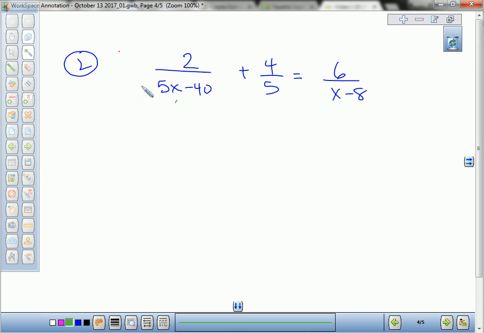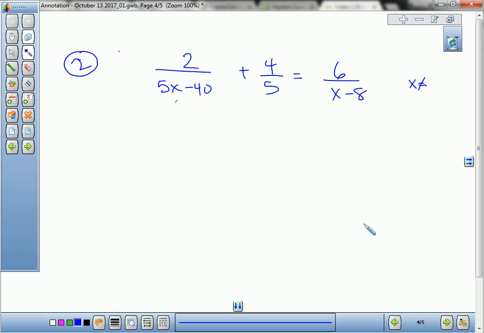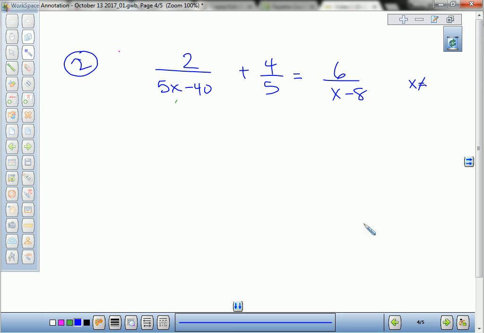All right, so here's our next example, example 2. Still a very, very simple problem. Tell me, what are the excluded values for x in this problem? 8. Is anything else excluded? -3. Nope, just 8. So, 8 is our excluded value.